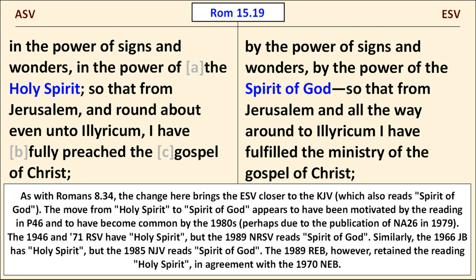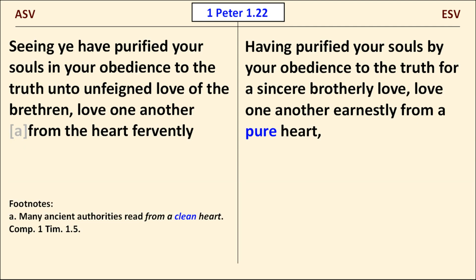As with Romans 8:34, the change here brings the ESV closer to the King James Version, which also reads "Spirit of God." The move from "Holy Spirit" to "Spirit of God" appears to have been motivated by the reading in Papyrus P46 and to have become common by the 1980s, perhaps due to the publication of the Nestle-Aland 26th edition in 1979. In 1 Peter chapter 1, verse 22, the choice is between the ASV's "love one another from the heart" and the ESV's "love one another from a pure heart."